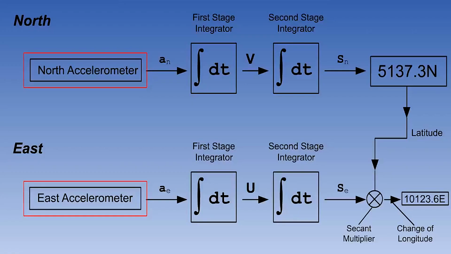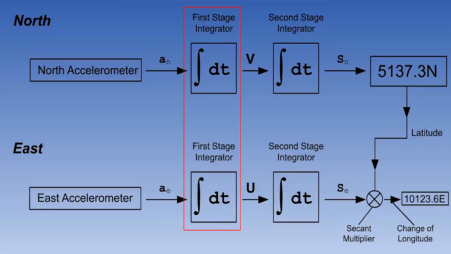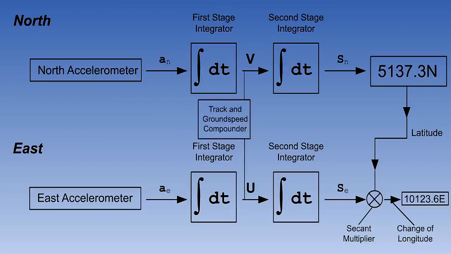S_E is coming out of the second stage east-west integrator. S_E is nautical miles in the east-west sense. This is departure. We therefore take this departure and multiply by the secant of latitude. Present latitude is already available to us, so the system takes a pick-off of latitude from the north channel and feeds it to a microprocessor, which calculates the secant and multiplies it by the output of the east-west second stage integrator, thereby converting the departure into change of longitude.